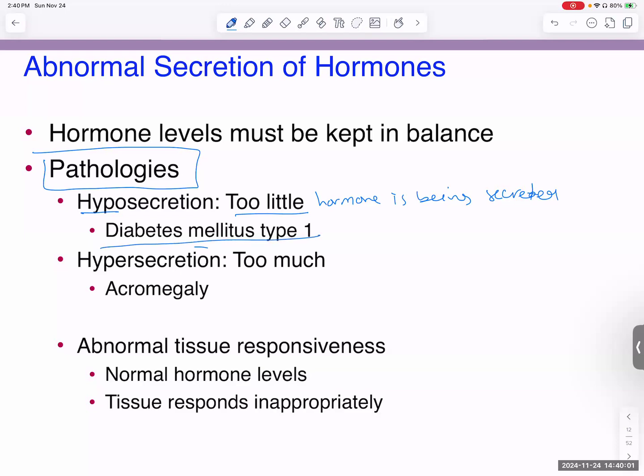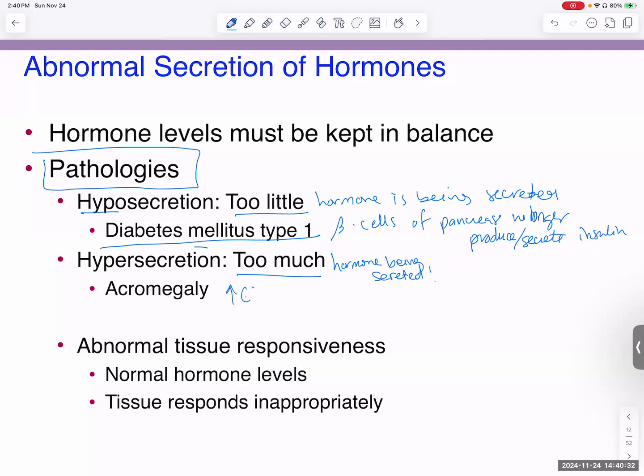An example of that is type 1 diabetes. So the beta cells of the pancreas no longer secrete insulin. You can have hypersecretion where there's too much hormone being secreted. Too much growth hormone, you're going to get acromegaly. Bones are going to grow taller than they should, muscles, but also facial features, jaw, forehead. So there's going to be an abnormal look to the skeletal structure. That's secreting too much, too little.